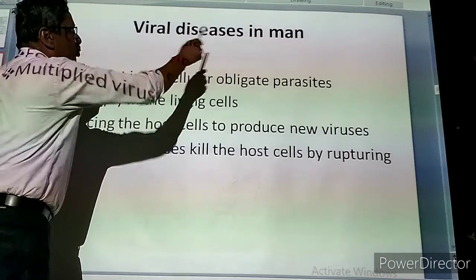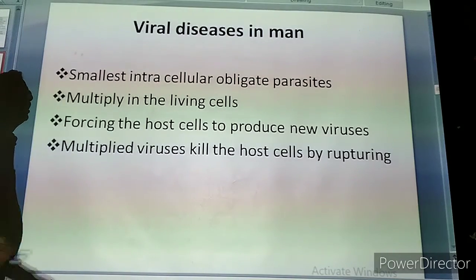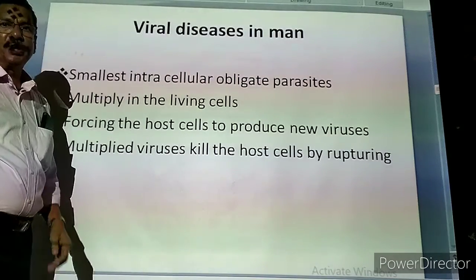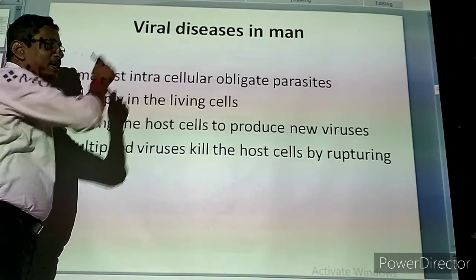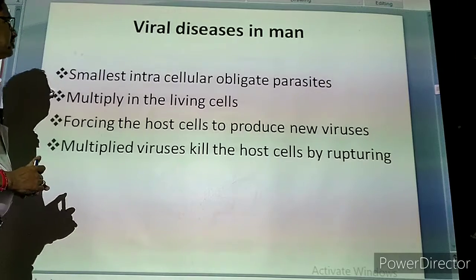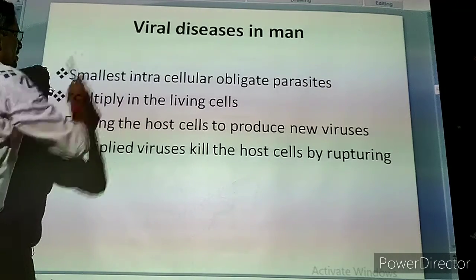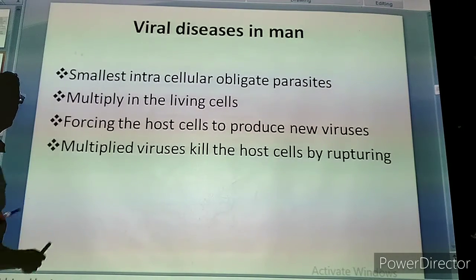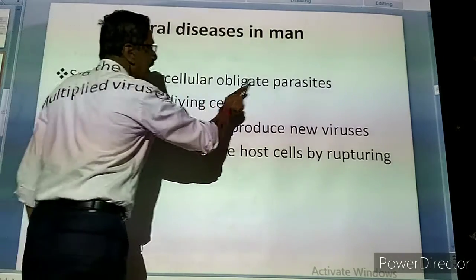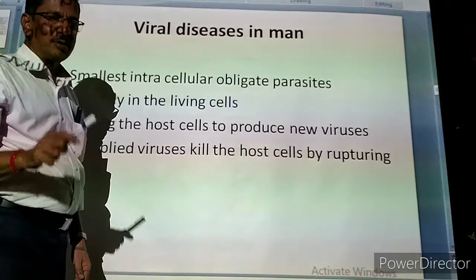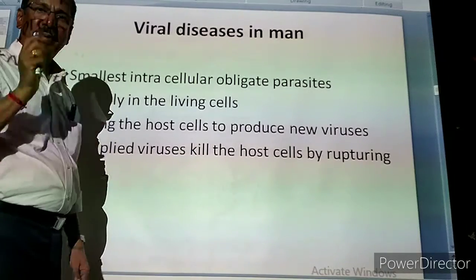Now we are going to study about viral diseases in man. All viruses are poisonous. If the viruses enter into humans, they cause diseases in man. What are these viruses? Once again, recollection of general characters. They are the smallest intracellular obligate parasites. All viruses are poisonous. All viruses are parasites.